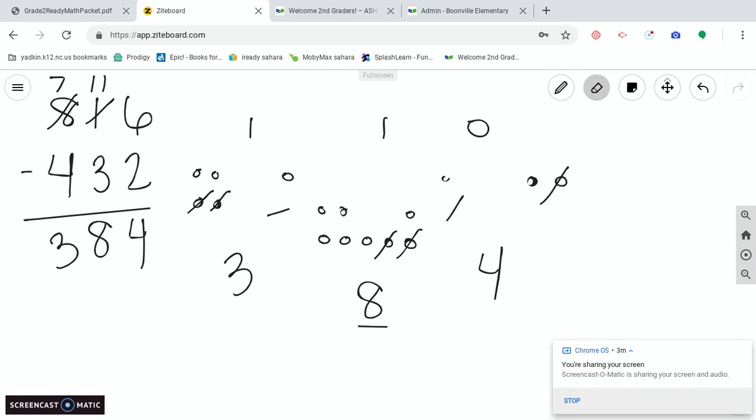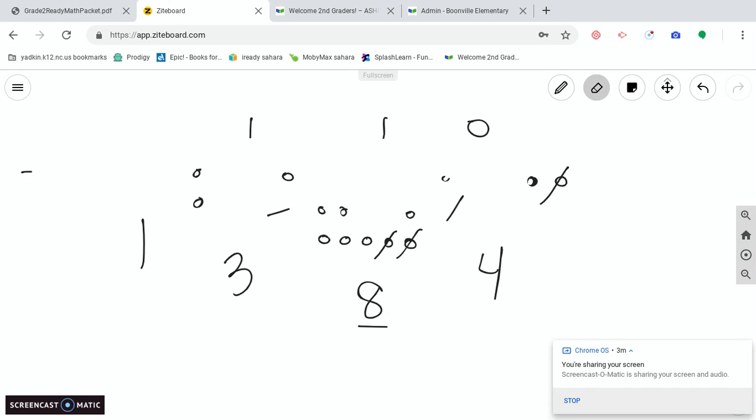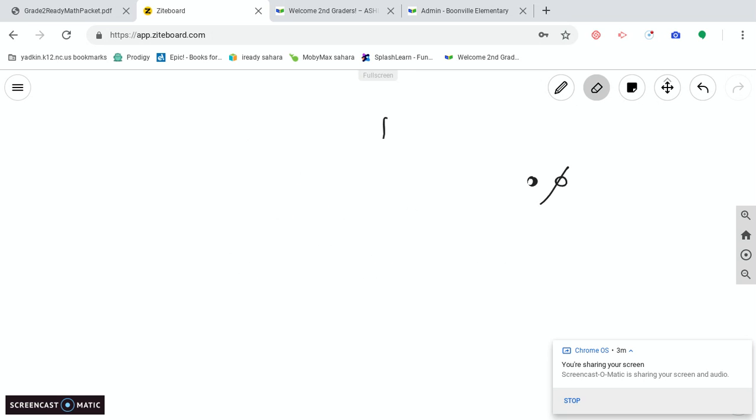But if you don't like the chip model and you don't like those quick drawings, there are always other ways. Other ways that you can get your answer and show your work. Okay, let's put 816 minus 432.